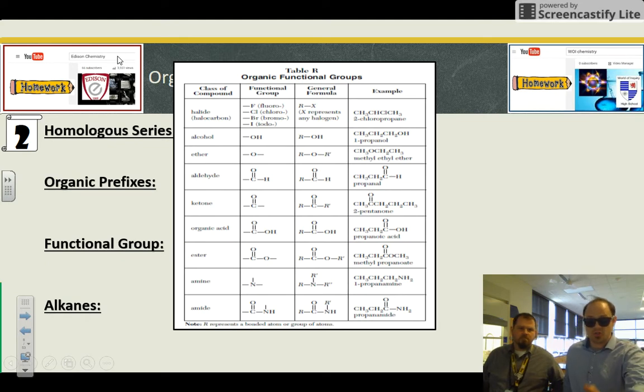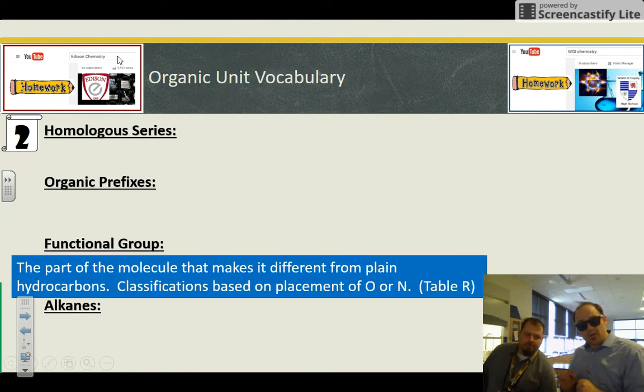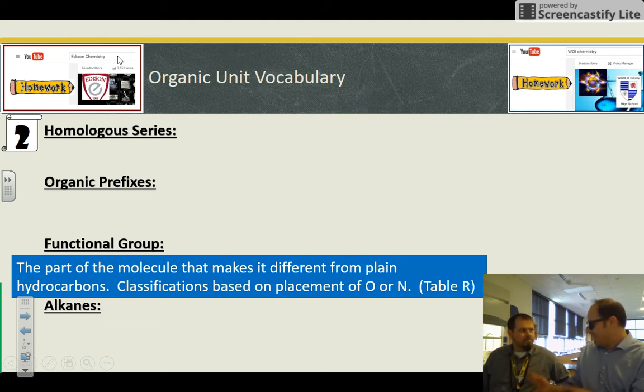Functional group, another big reference table that looks very scary because of the different classes, the functional groups, the general formula, the examples, and a lot of stuff going on here. Great reference. Hit me with a definition. It's the part of the molecule that makes it different from a plain old hydrocarbon, with carbon and hydrogen. When you introduce nitrogen, oxygen, or a halogen, it changes the molecule and changes the pattern in the bonding. It changes the pattern in the naming. And we call it a functional group because it makes a molecule behave a different way.